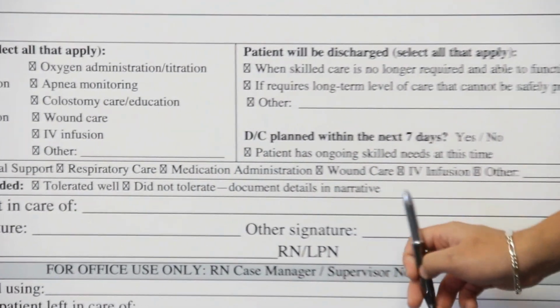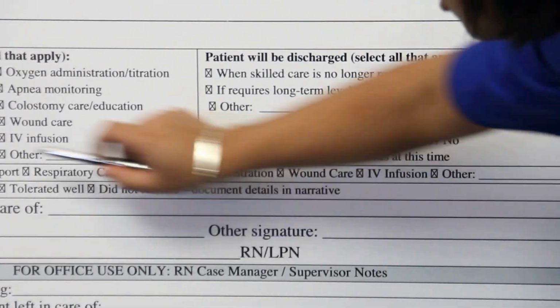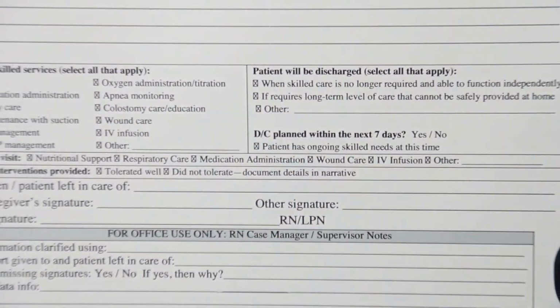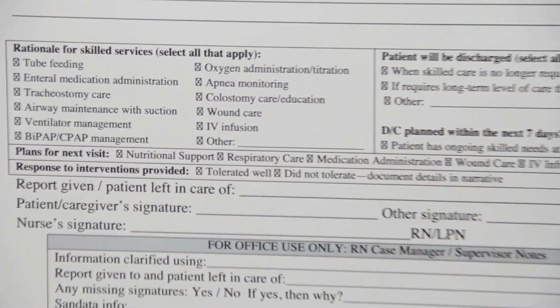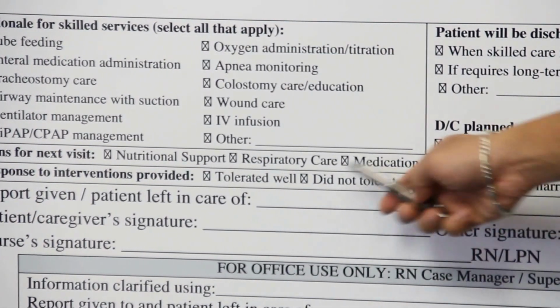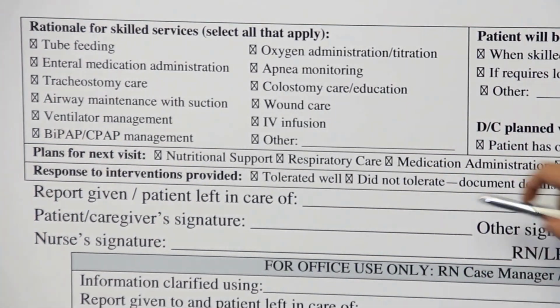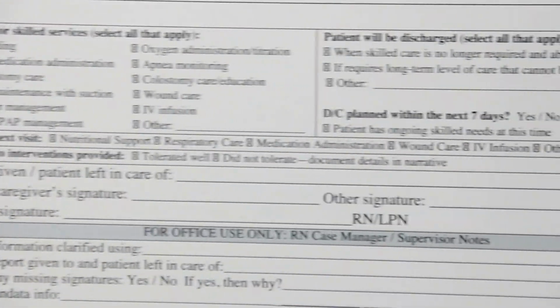If you go over here in this box, plans for the next visit: nutritional support, respiratory care, medication administration, wound care, IV infusion. You basically are going to select all that apply, as well as response to interventions that you provided. Did they tolerate it well or did they not tolerate? If they did not tolerate it well, you are going to document in the narrative. And that would be it.